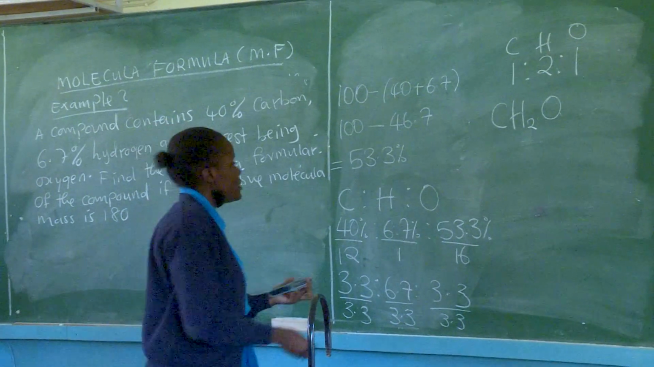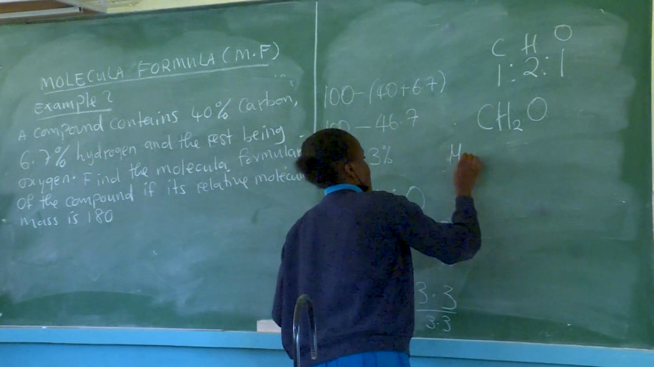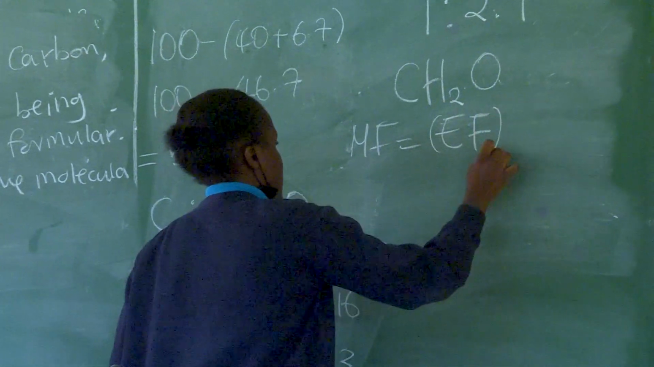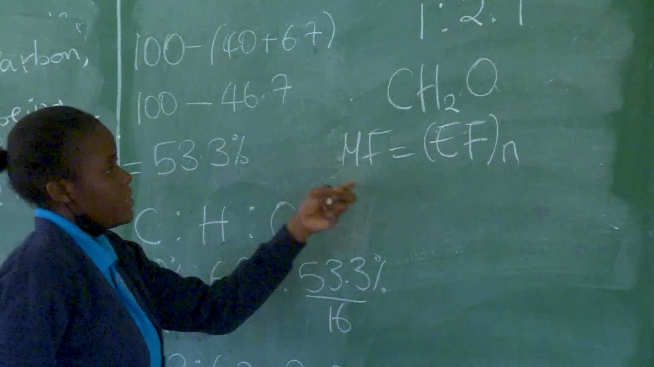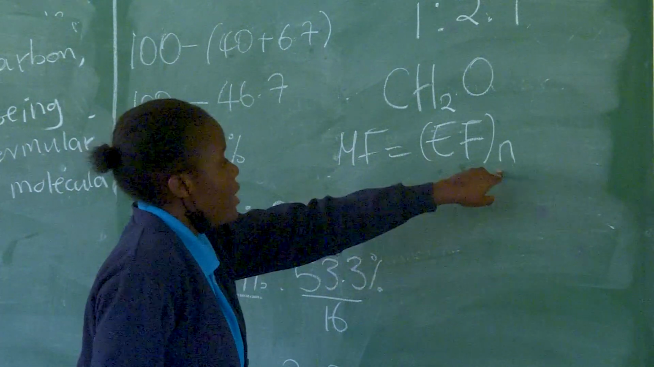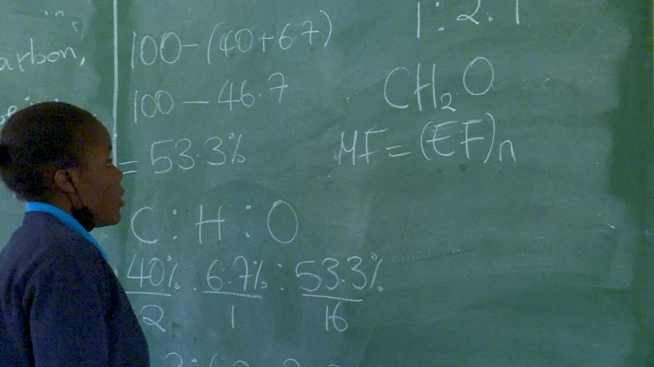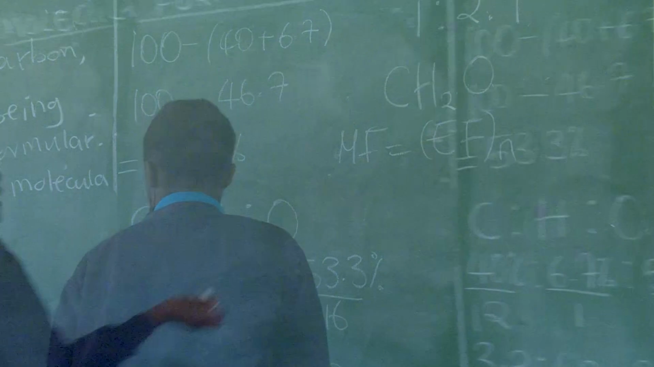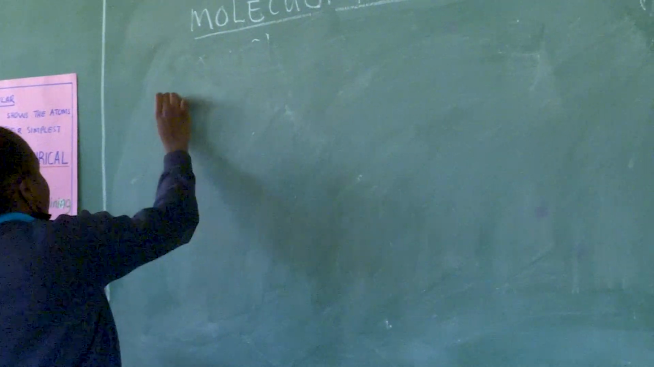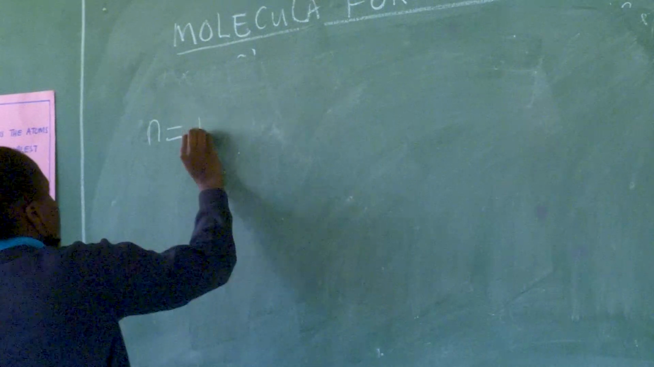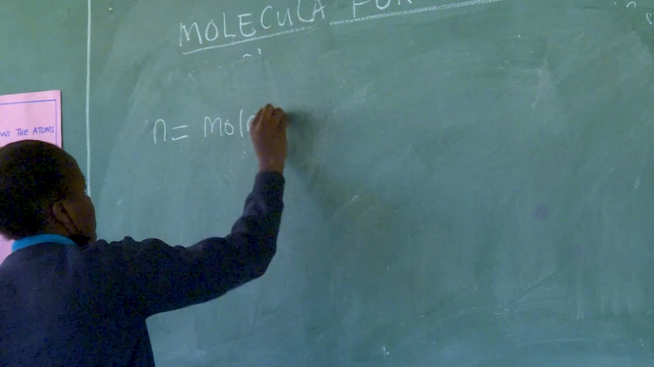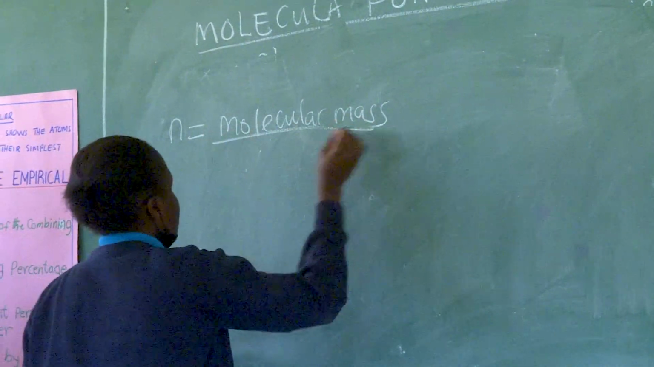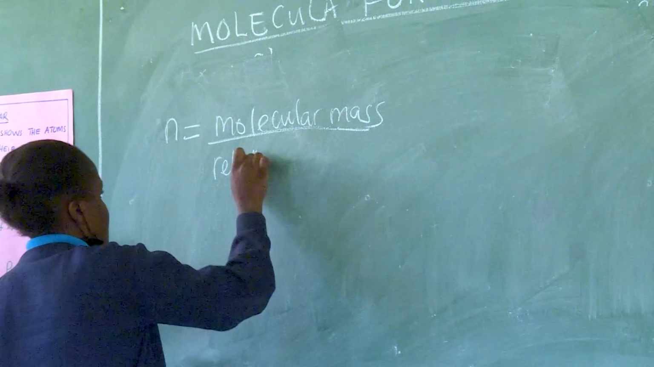Now, the question is telling us to find the molecular formula. So we need to use this: the molecular formula is equal to the empirical formula multiplied by the whole number multiple. We don't know this one, so we have to find it first. The whole number multiple is the molecular mass over the relative empirical mass.